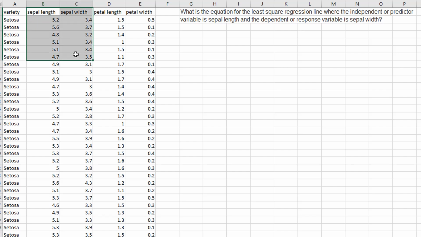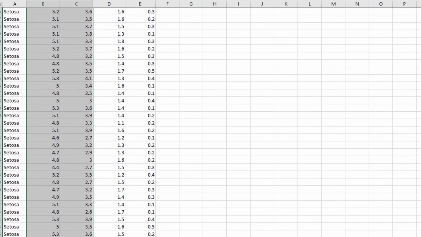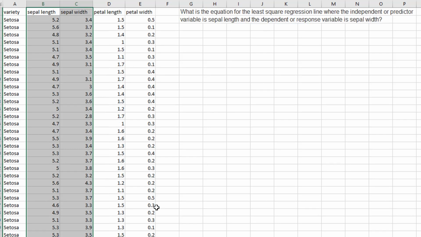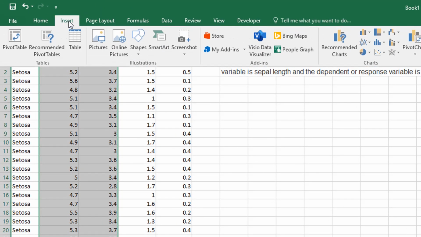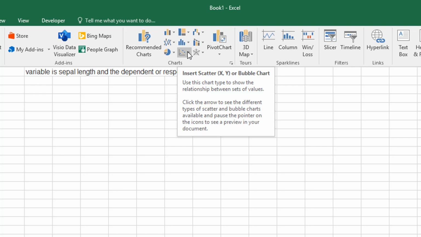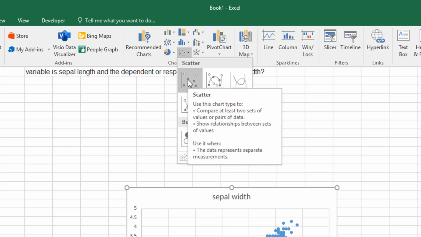I'm going to select all of my data. It goes down to row 76. And I'm going to keep the top two cells which have the titles. I can use those. Now I go up to the insert menu, and then under the charts, there's one that inserts scatter XY or bubble chart. I'm going to click on that and click the first choice, which is scatterplot.